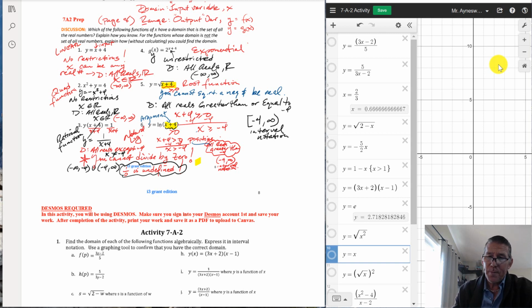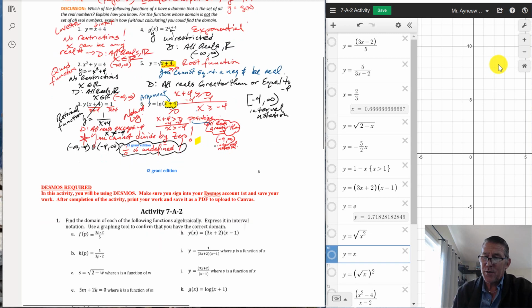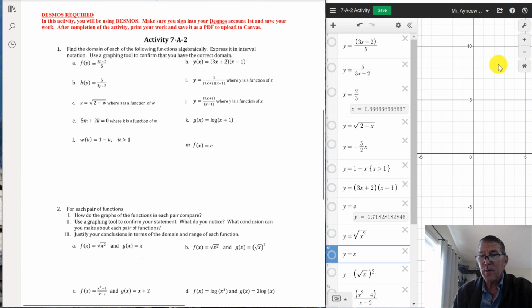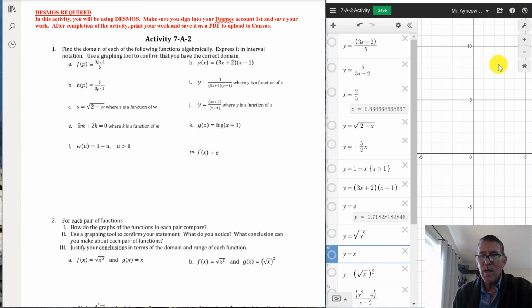So make sure you go through this prep here. Make sure you watch that before you get into this activity, because it's a little bit more involved than you think. Desmos is required here. Notice that I have all the functions already inputted in Desmos. You need to create an account, and you can enter the functions in, save it, make sure you name it at the very top with the appropriate name, like 7A2 activity, and you save all your work as you go.